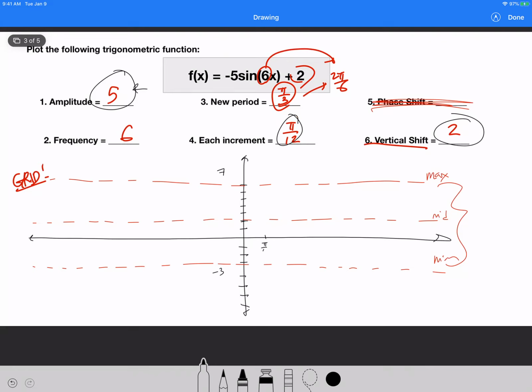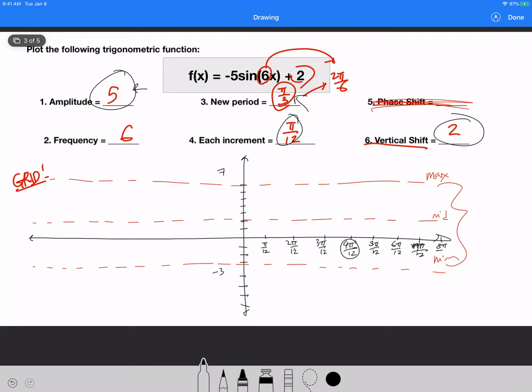So pi over 12, pi over 6, 3 pi over 12, so it's pi over 4, and that's pi over 3. If you're wondering how I'm getting these numbers, if that seems confusing, just go 2 pi over 12, 3 pi over 12, 4 pi over 12, and if you reduce it, you'll get those numbers. And you can see how 4 pi over 12 is the same as pi over 3, so that's when one cycle will happen. But I'm going to do more cycles here, just to show you. 5 pi over 12, 6 pi over 12, 7 pi over 12, and that's 8 pi over 12.